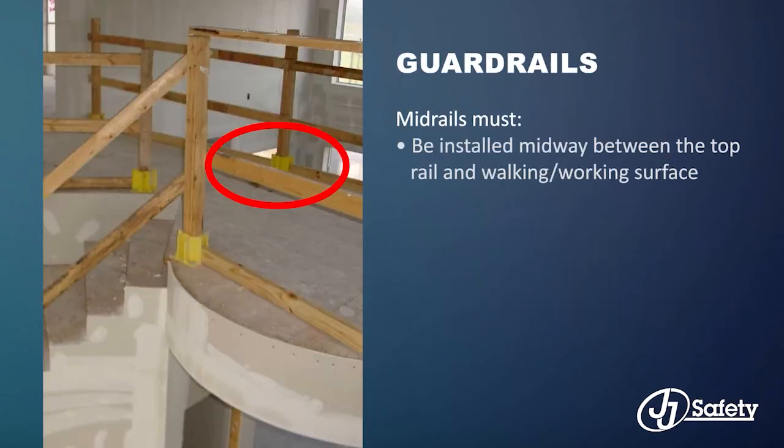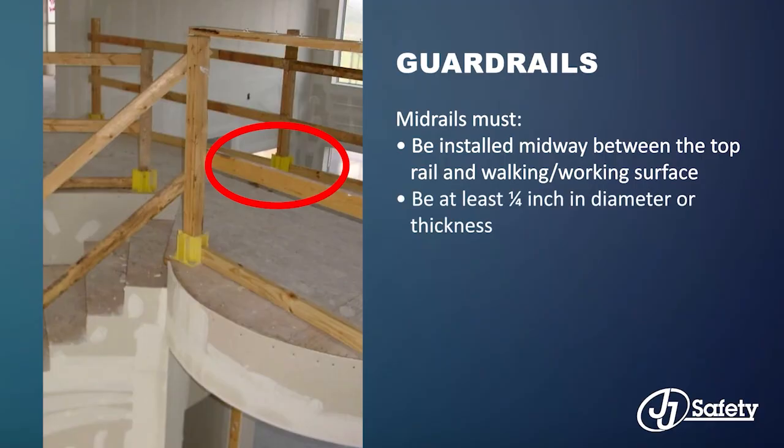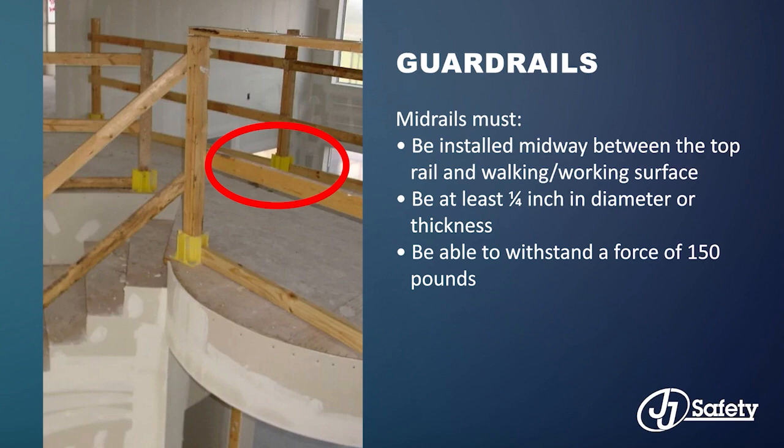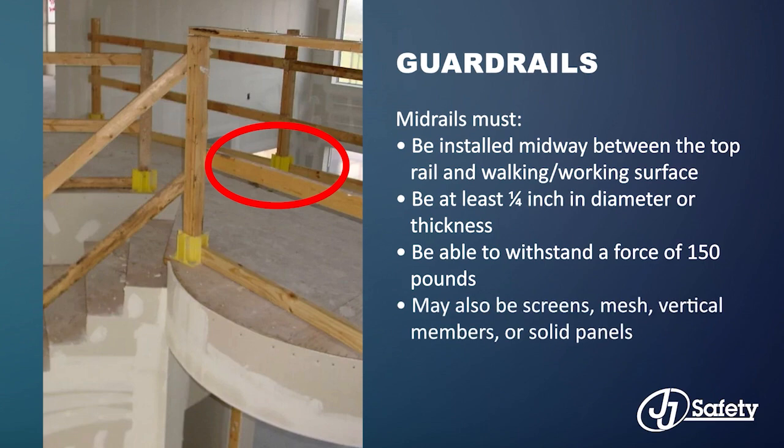Mid-rails must be installed midway between the top rail and the walking working surface, be at least a 1/4 inch in diameter or thickness, be able to withstand a force of 150 pounds, and may also be screen, mesh, vertical members, or solid panels.